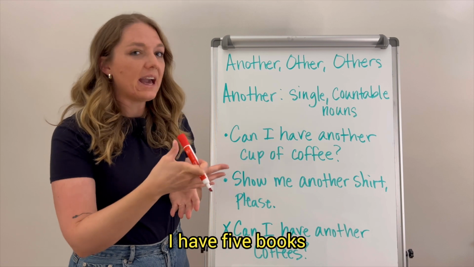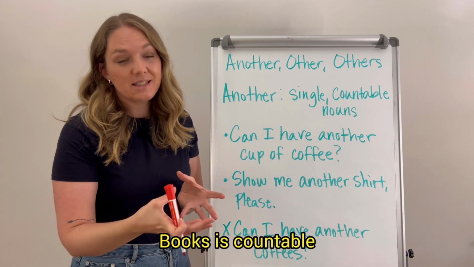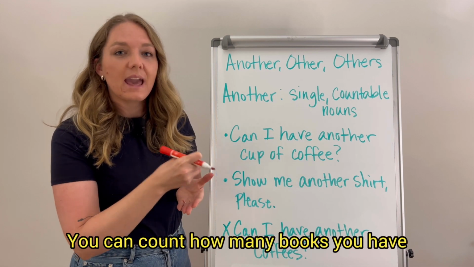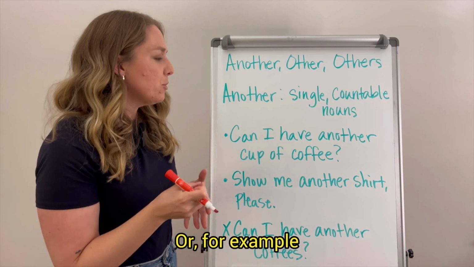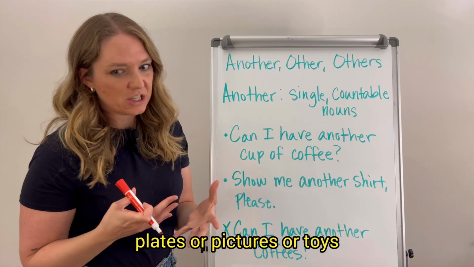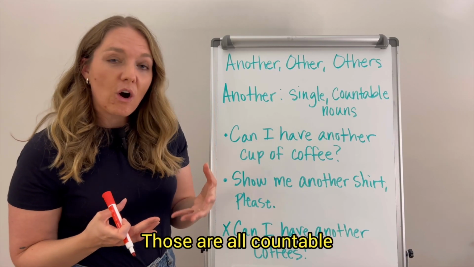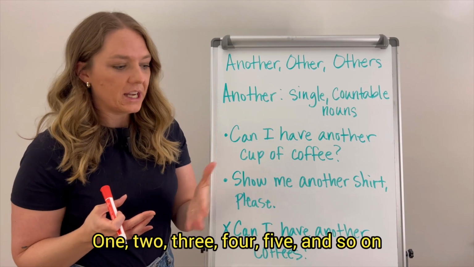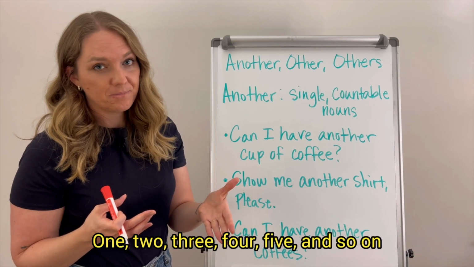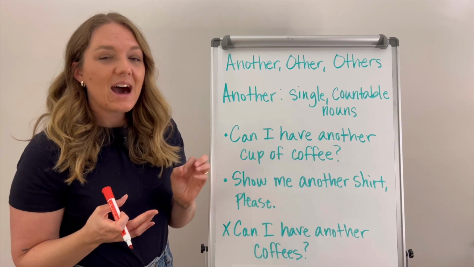I have 5 books. Books is countable. You can count how many books you have. Or, for example, plates or pictures or toys. Those are all countable because you can count them. 1, 2, 3, 4, 5, and so on.